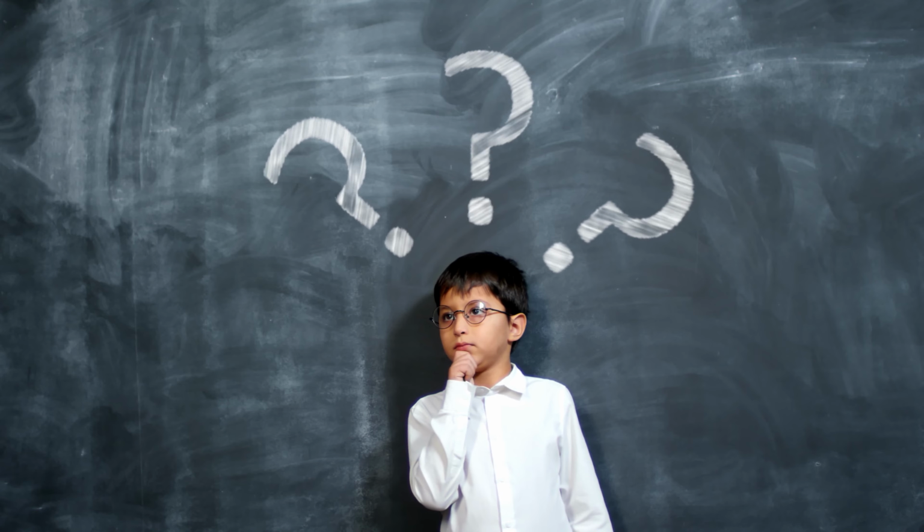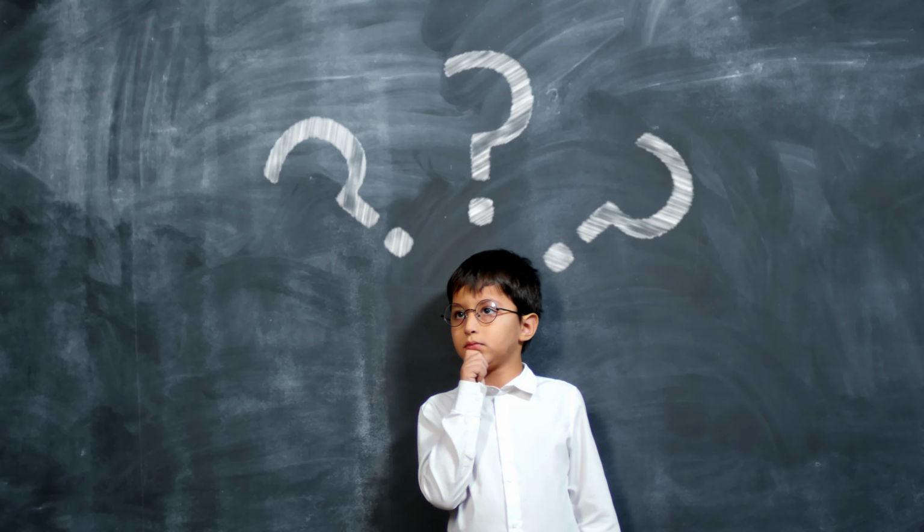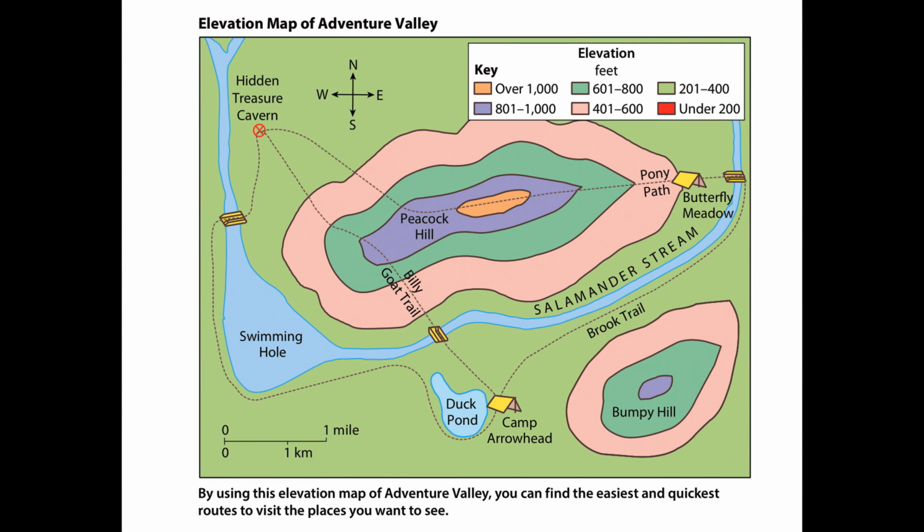You may be wondering how you can use this information. Here's one way. Take a look at the map of Adventure Valley on page 53. You and your friend are spending the day exploring the area. You start at Butterfly Meadow. It's on the east side of the map near the stream. Your goal is to reach Hidden Treasure Cavern. As you can see, there are 2 trails to Hidden Treasure Cavern. You could take Pony Path or Brook Trail. You and your friends can't decide which one to choose. Look at your map. What does it tell you about the trails?